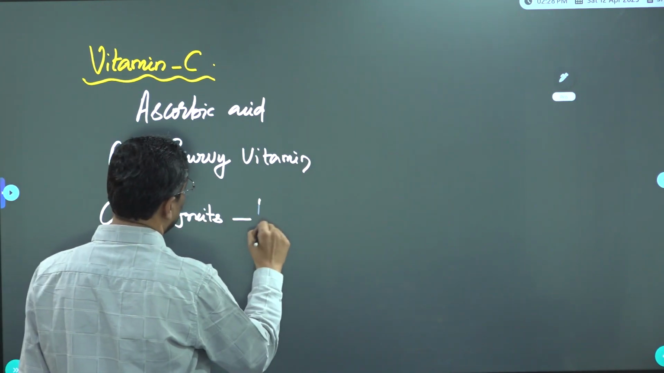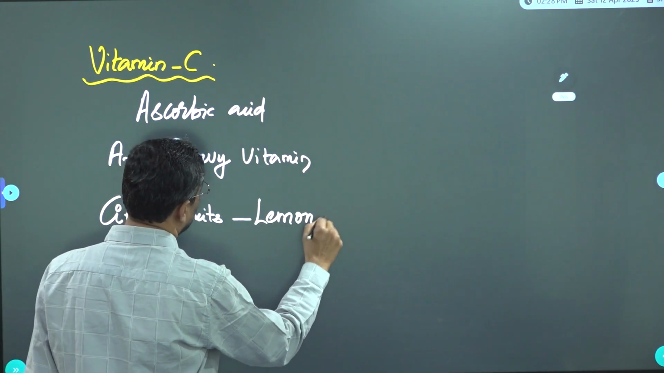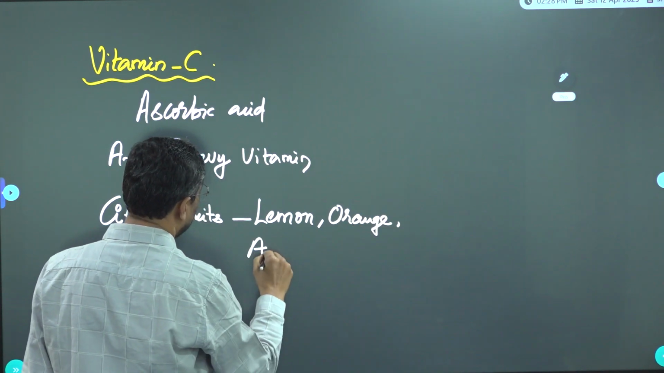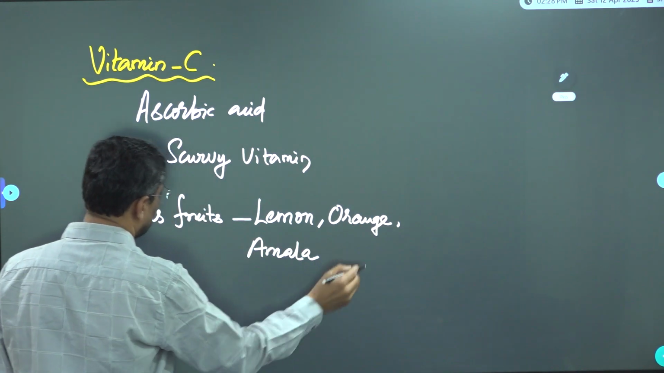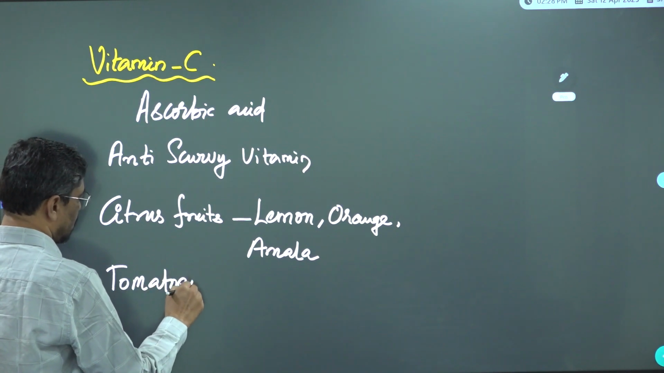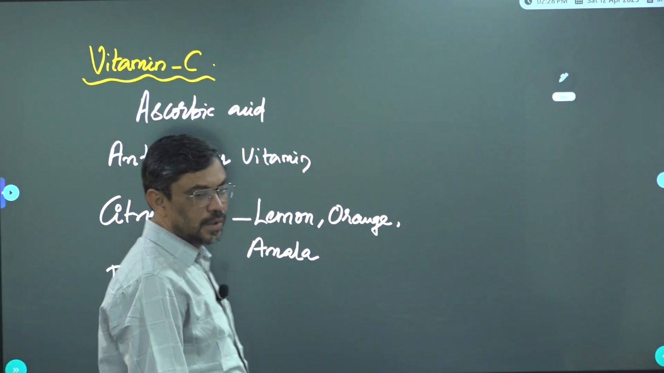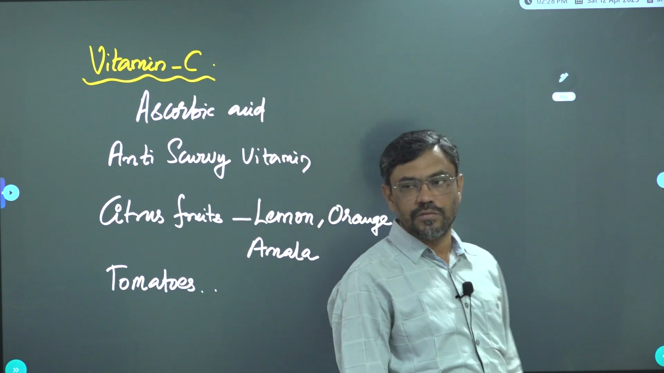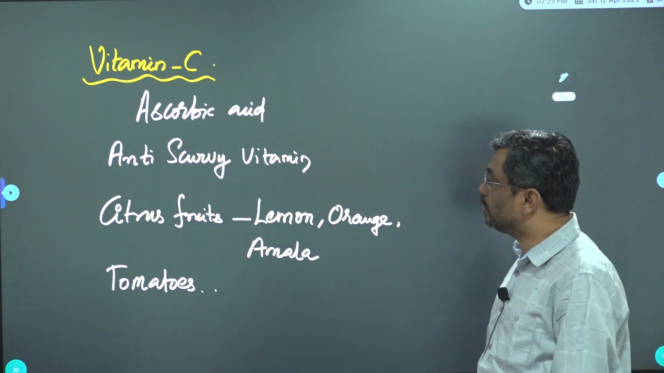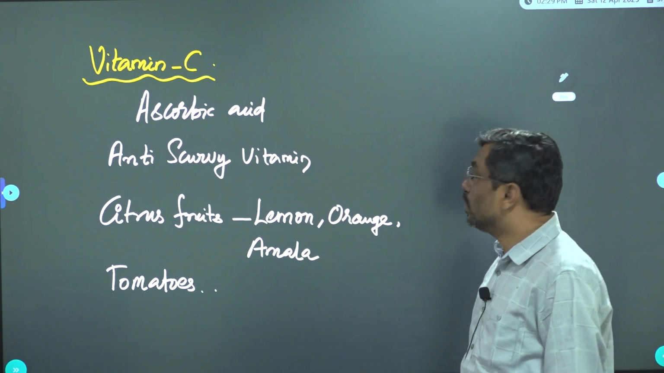Citrus fruits like lemon, orange, amla, and also tomatoes, etc. These are the major sources of vitamin C. It is called anti-scurvy vitamin. Its functions.